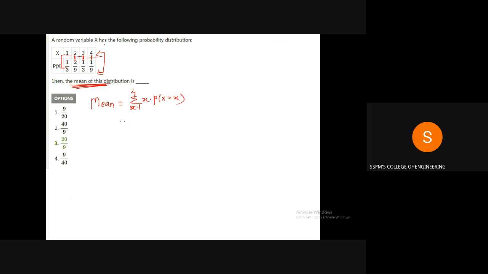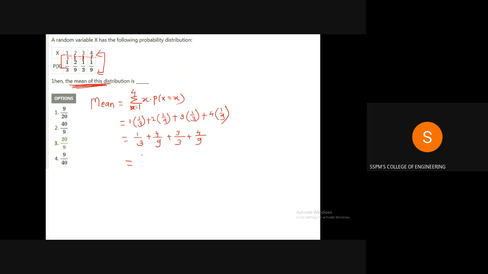So now the first multiplication is 1 times 1 by 3, plus the second is 2 into 2 by 9, plus the third is 3 into 1 by 3, plus 4 into 1 by 9. So their multiplication is like this: 1 by 3 plus 4 divided by 9 plus 3 by 3 plus 4 divided by 9. So we have to add these values and we will get the value of mean.